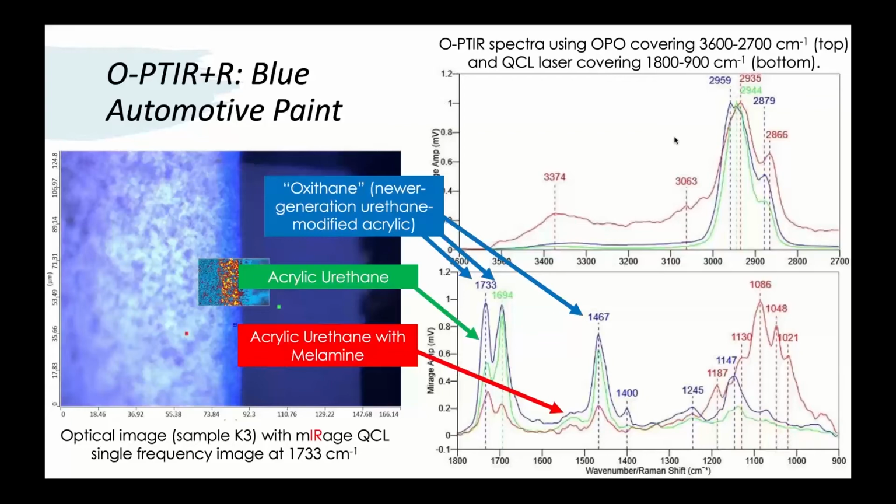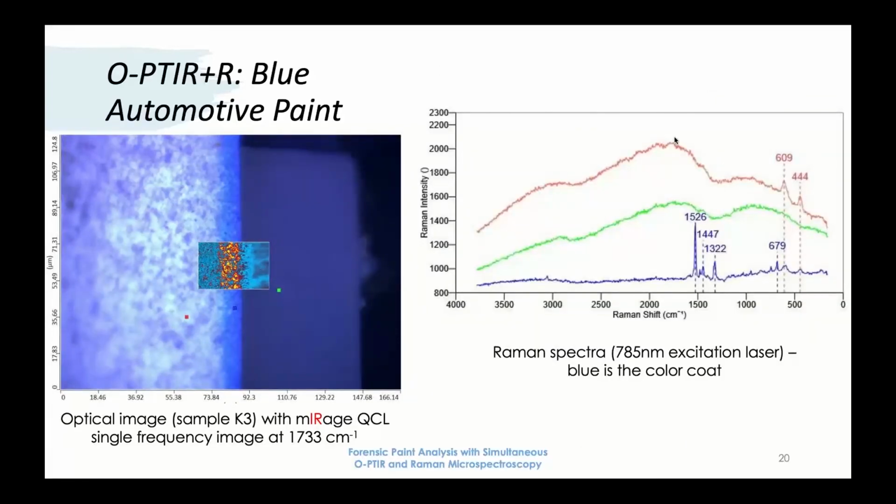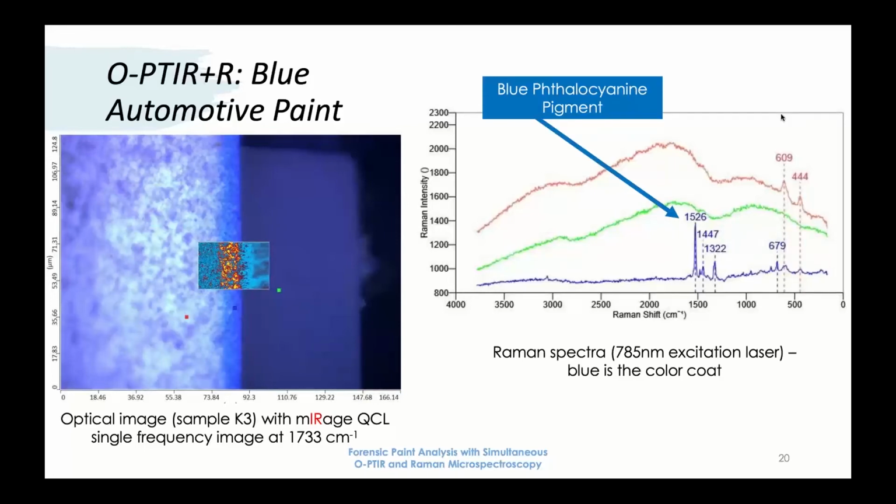Now, one thing to note is that these O-PTIR spectra were collected in reflection mode, but match beautifully with the known spectra from transmission spectra. Now, the Raman spectra of these three layers is shown here. And it's not uncommon to have featureless spectra for several layers, except the color coat usually has great Raman spectra as long as it doesn't fluoresce. And in this case, you can see some very well-defined peaks that enable its identification as a blue phthalocyanine pigment.